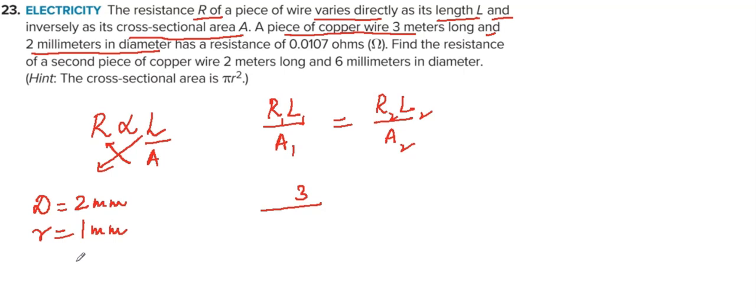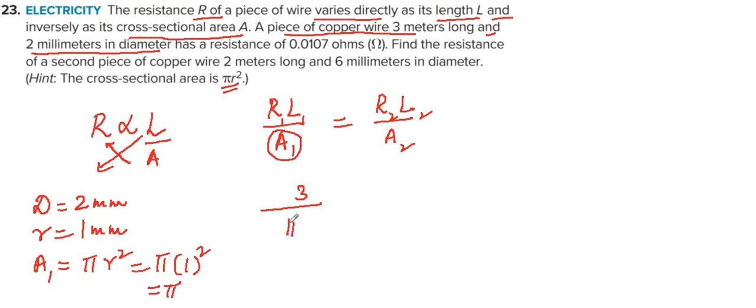A is the cross-sectional area. We have to use the formula for the area of a circle, pi r squared. So area 1 is equal to pi r squared. r is 1, squared, so it becomes pi only. So A1 is pi. In place of A1, I will write pi. And resistance is given as 0.0107. So resistance is 0.0107 times 3.